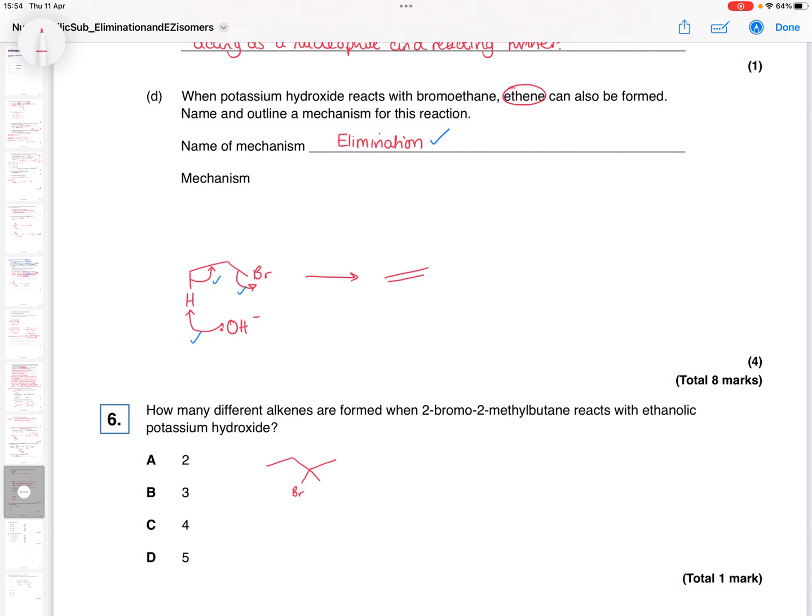Okay, so we think about where potentially the double bonds could go. So we could make this compound, or we could make this one. And do they have E and Z? Let's have a look. So on either side of this, we've got a H and a H, so that can't do an E and a Z. And either side of this we've got a CH3 and a CH3, so now we've just got 2, so that's A.